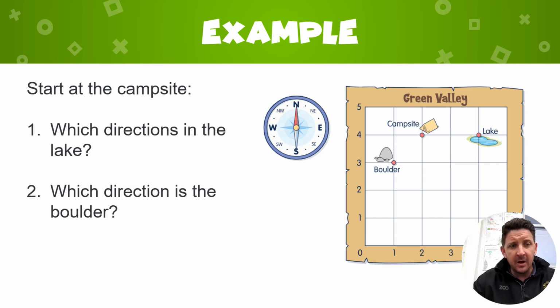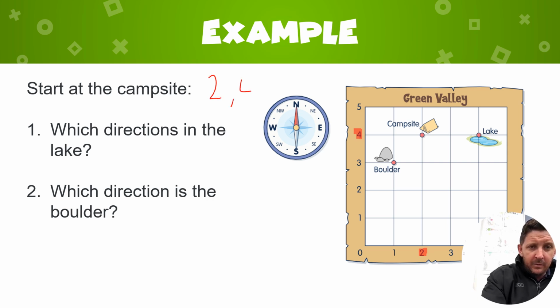Okay, from here though, we need to be able to find the direction that things go, but we also need to know what the coordinates are. So if it says which direction is the lake from the campsite, well, first off, I need to know where the campsite is. I look first at the x-axis at the bottom, the 2, and then we have the 4 as our y-axis. So 2, 4 is the campsite. I'm just going to write that in up the top here. 2, 4. All right, and then we need to go to the lake.